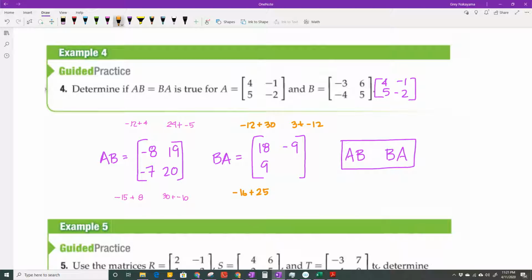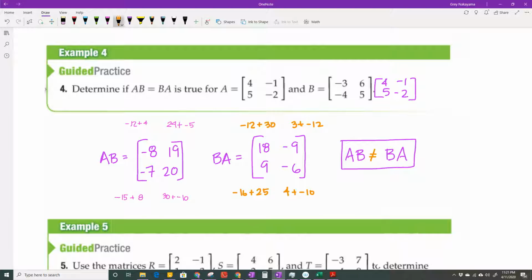And then -4 times -1 is +4 plus 5 times -2, which is -10. And 4 plus -10 is -6. So determine whether or not they're true. Well, we just found out that A times B does not equal B times A.